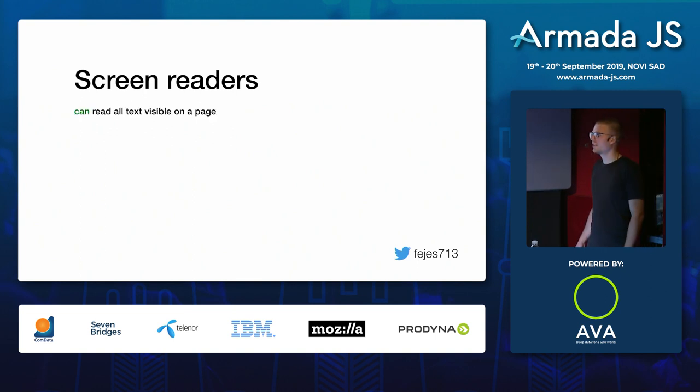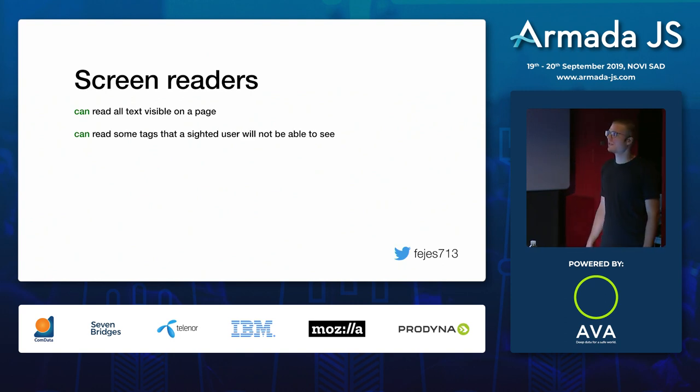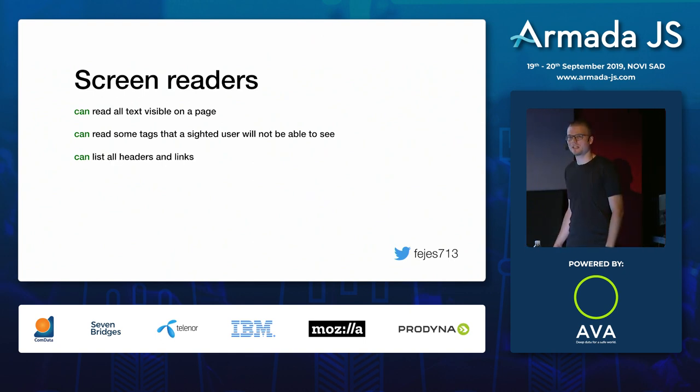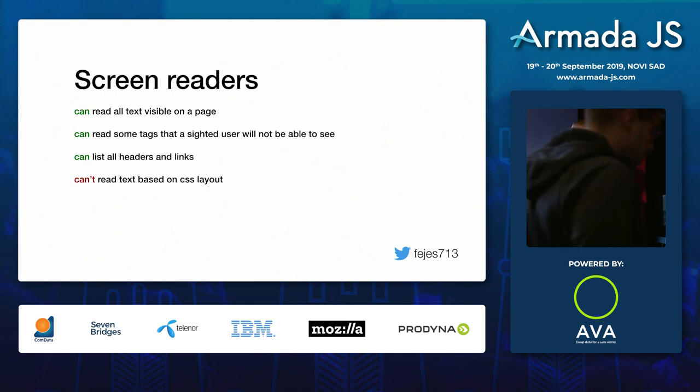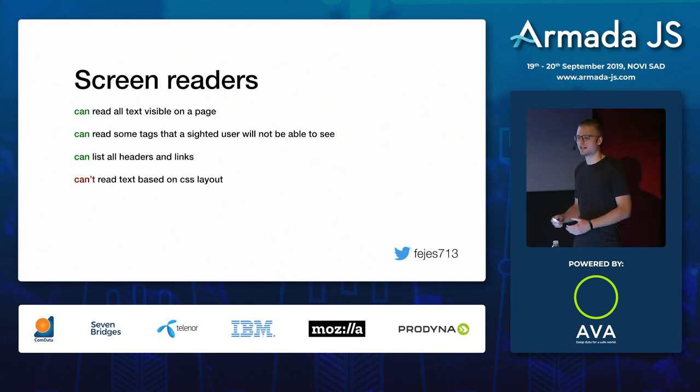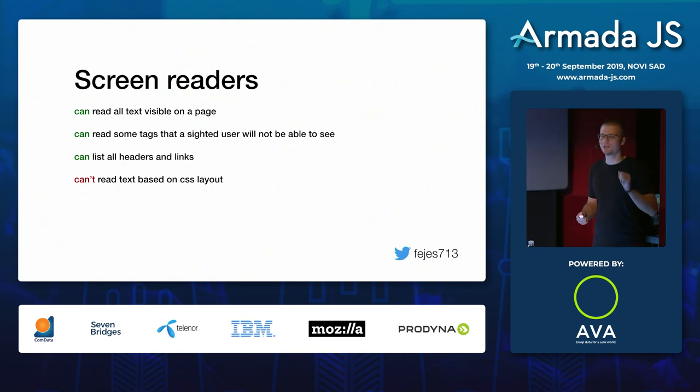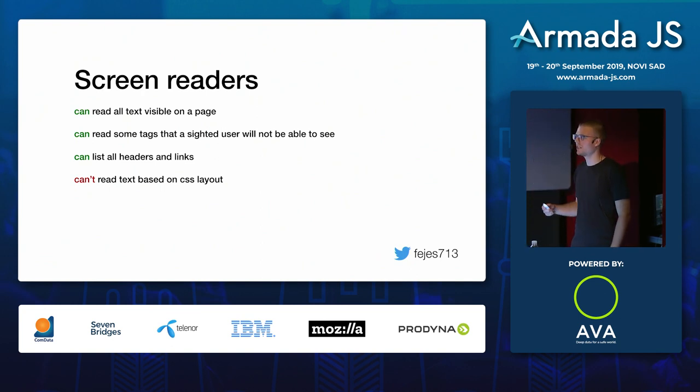On average, a screen reader can read all the text that is visible on a page. It can also read some text that is not visible on a page, for example alt attributes on images. It can list all headers and links so the user can navigate more easily throughout a page. And some can, but others cannot, read text based on CSS layout. Basically, how screen readers work is they use your DOM tree and convert it to something called an accessibility tree, which is very much the same as the DOM tree. And they go from top to bottom in logical order and read out the content.